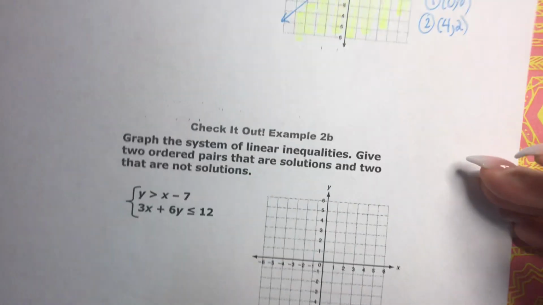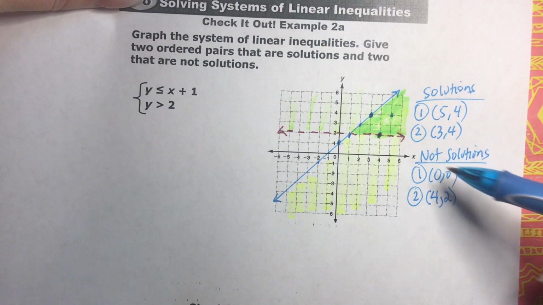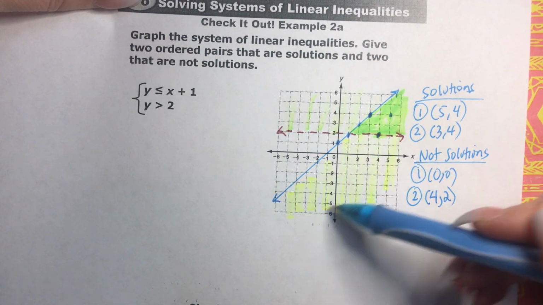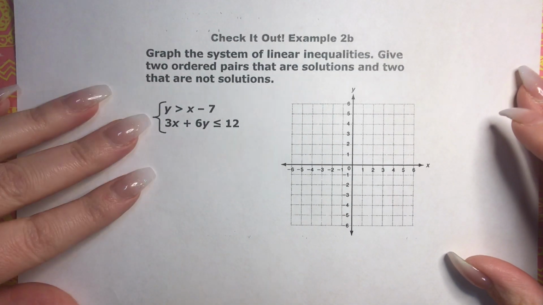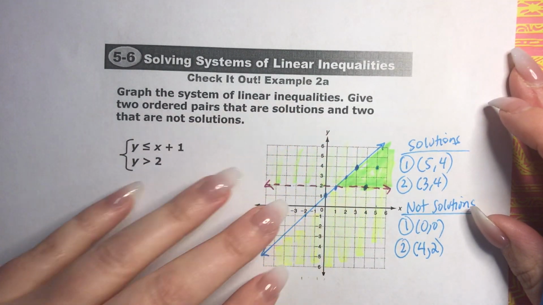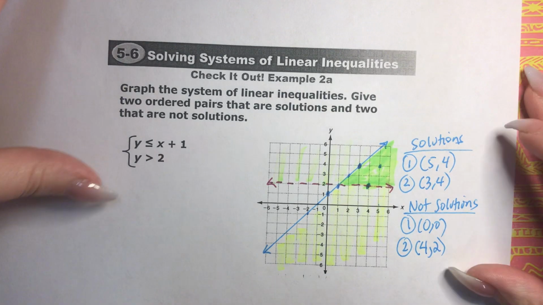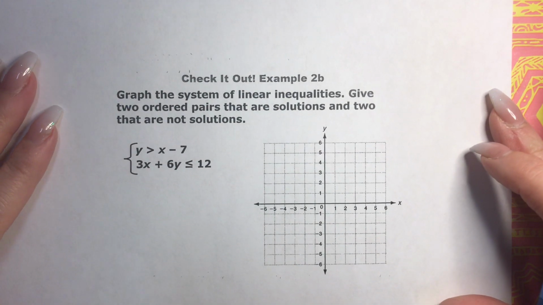Okay, let's go on to the next one. If it doesn't look like mine, our solutions and not solutions may be different. Anything in this region would be a solution, and anything in this region would not be a solution, okay? Let's go ahead and see how you did on check it out 2B. If the graph doesn't look like mine, then you need a fix, so it looks exactly like mine, all right? Even though our solutions and not solutions may be a little bit different, but hopefully you got the right idea.